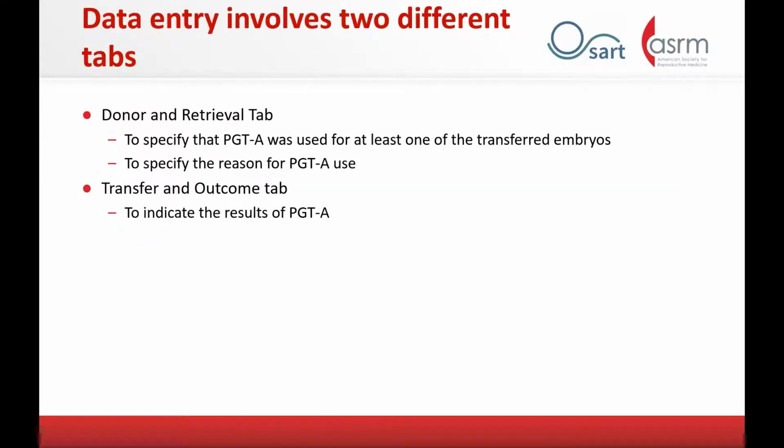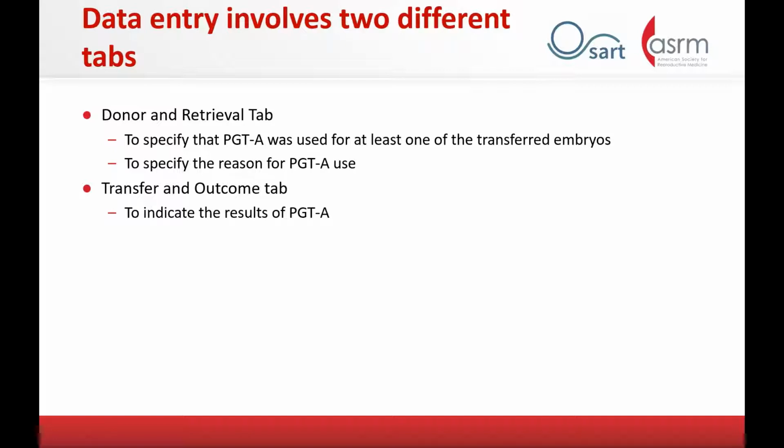Well, data entry involves two different tabs, again. The first tab is the donor and retrieval tab. The second tab is the transfer and outcome tab. In the donor and retrieval tab, you're going to specify that PGTA was used for at least one of the transferred embryos, and you'll specify a reason for PGTA use.